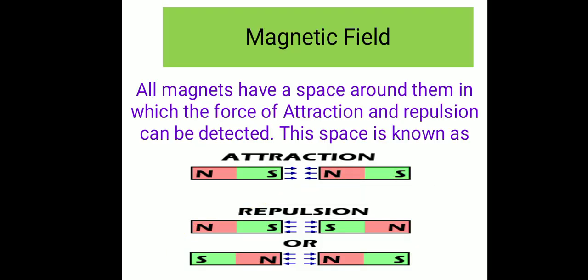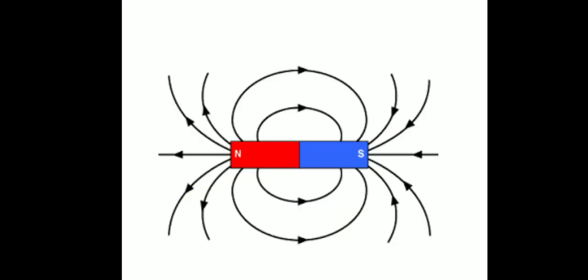So first one, what is a magnetic field? Magnetic field is the region or the space surrounding a magnet in which another magnet experiences a force of attraction or repulsion. All magnets have a space around them in which the force of attraction and repulsion can be detected. This space is known as the magnetic field, and we can also describe the magnetic field around a magnet by magnetic field lines.